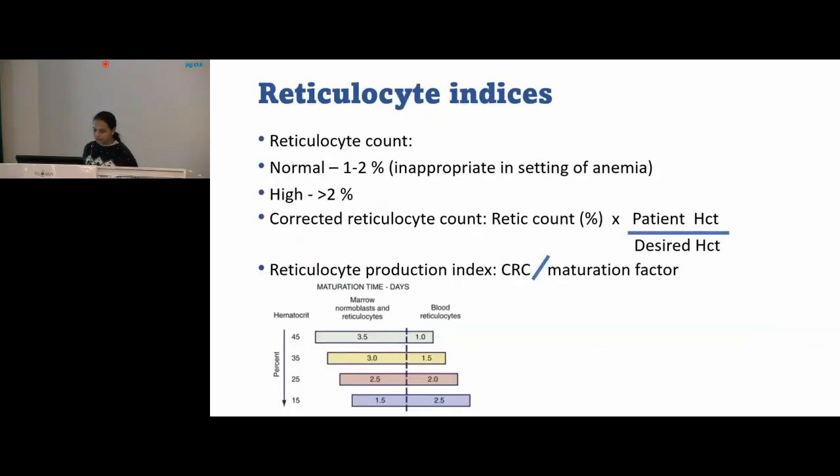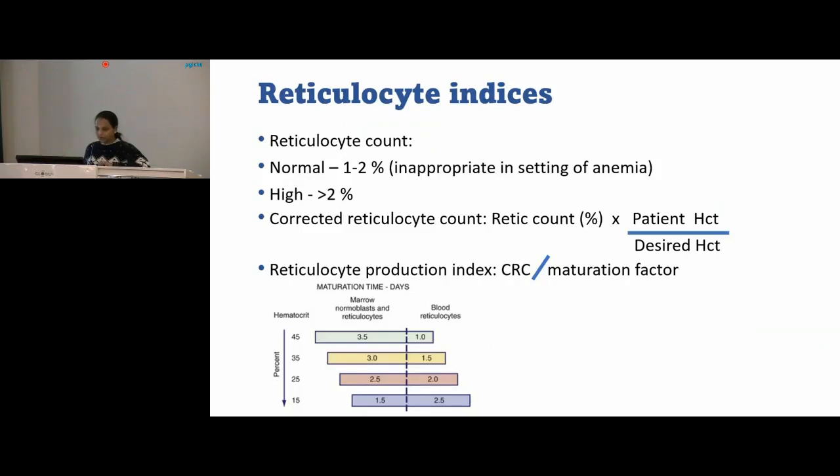Then coming to reticulocyte count and related indices. We all know that reticulocytes are early cells in the stage of RBC maturation. So whenever there is anemia, the bone marrow usually tries to compensate for it by increasing RBC production, and the reticulocytes are usually released prematurely into the circulation, and you have an elevated reticulocyte count. Normally, the range of reticulocyte count is 1 to 2%, and it is considered high if it is more than 2%.